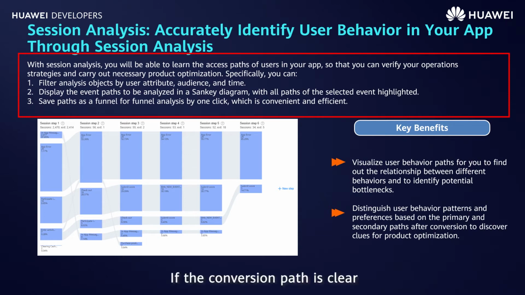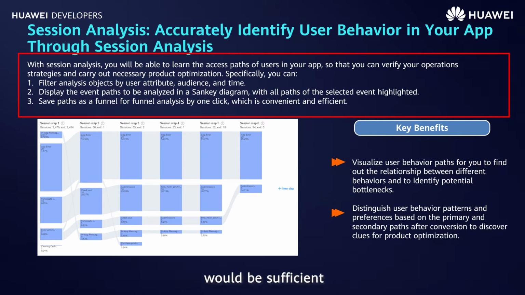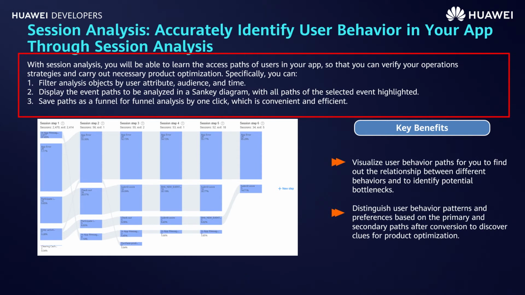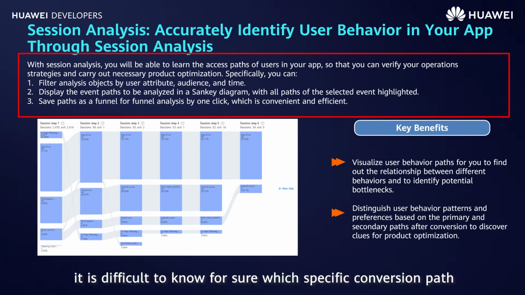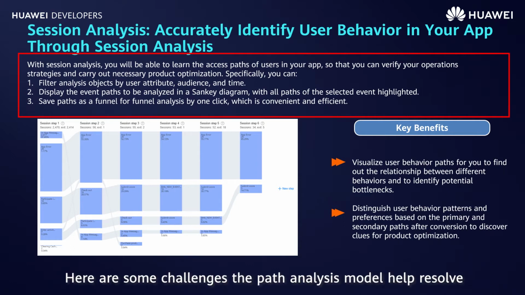If the conversion path is clear, monitoring the conversion rate of each key step via funnel analysis would be sufficient. However, real-world conditions are usually more complex. A sheer number of paths can lead up to the final conversion. Hence, it is difficult to know for sure which specific conversion path has the shortest term and is most favored by users. Here are some challenges the path analysis model helps resolve.